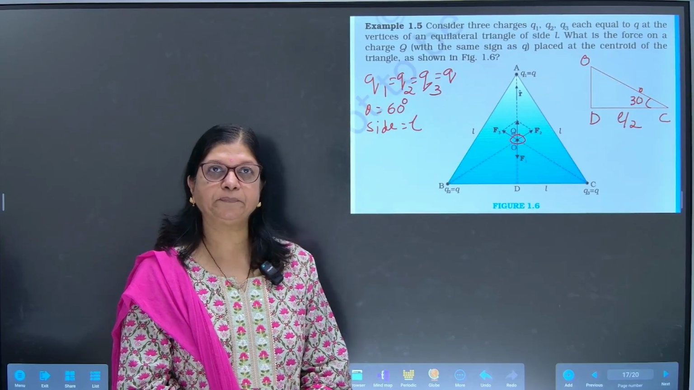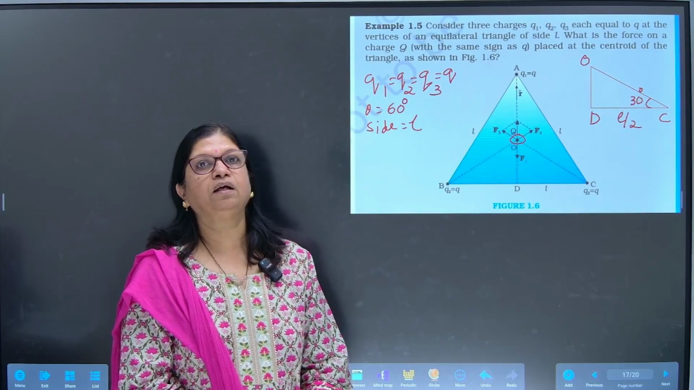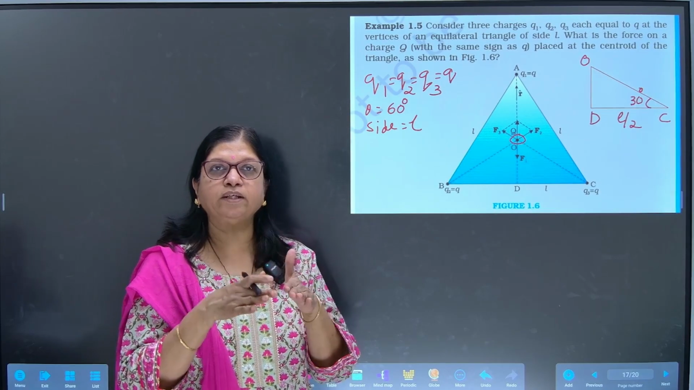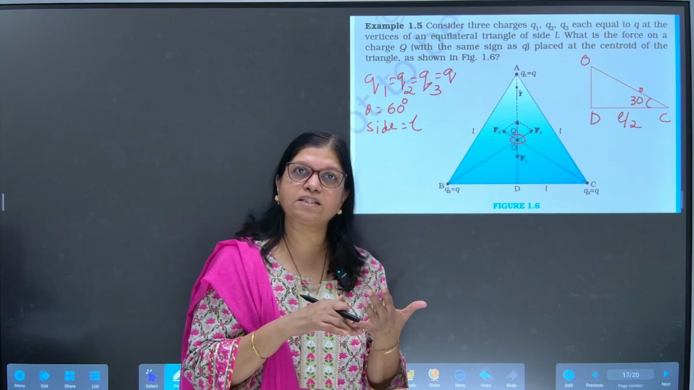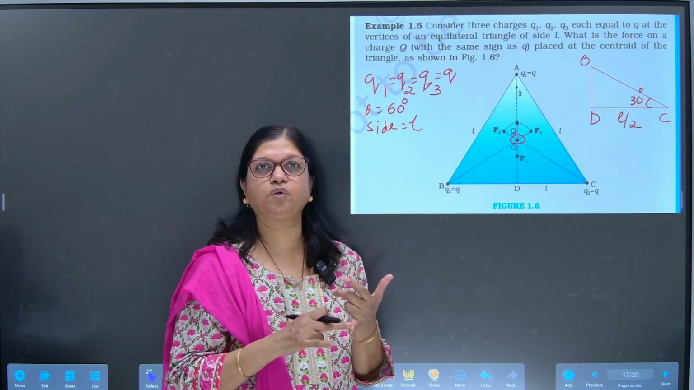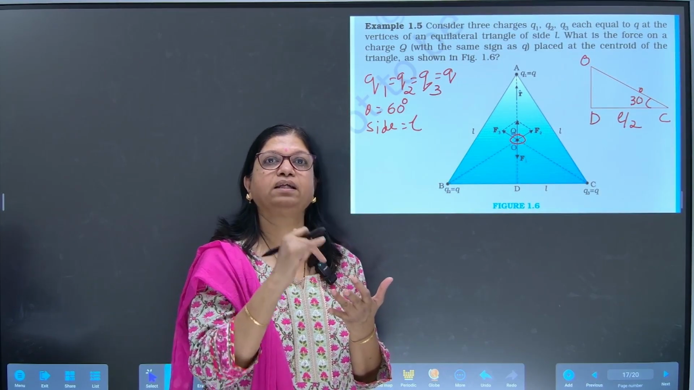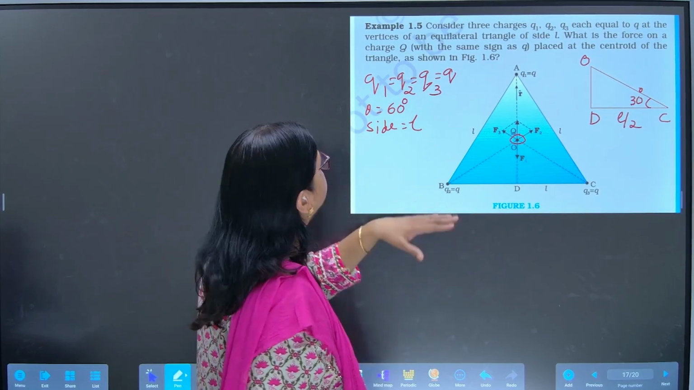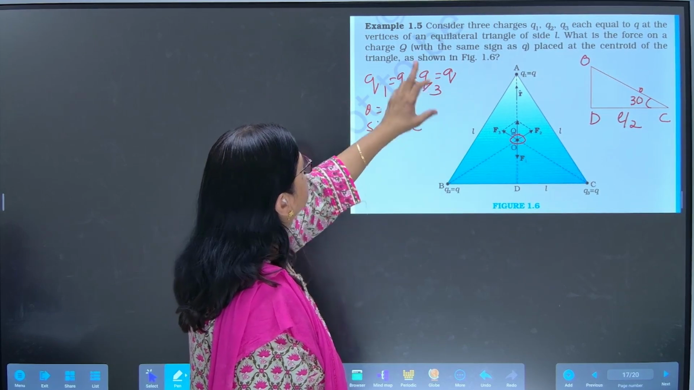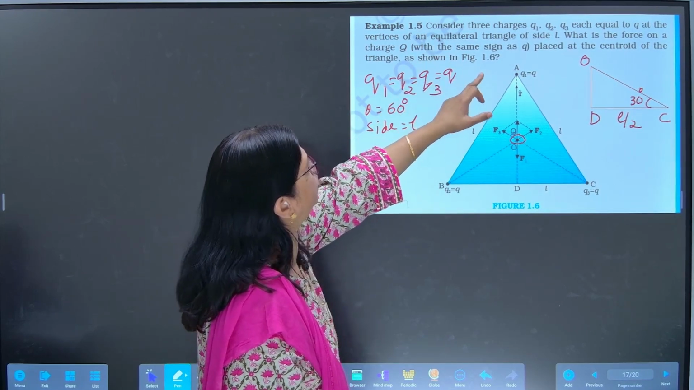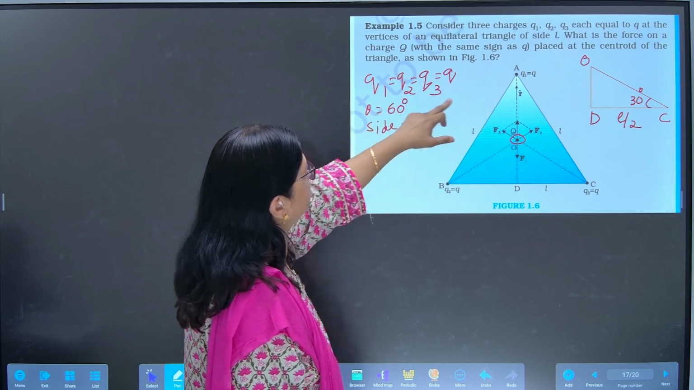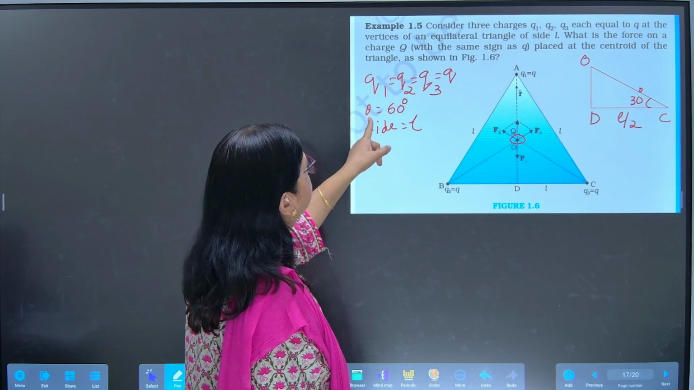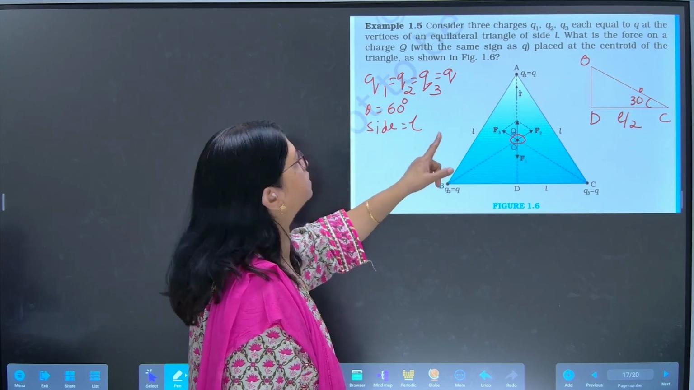So continuing the concept of forces due to multiple charges, let us consider a numerical based on the concept, which is going to work on the principle of superposition. What is the principle of superposition? To find the total force acting on one single charge, we have to add the other forces vectorially, considering each force separately. Okay, so let us first read the numerical. What is given to us? It is given that three charges Q1, Q2, Q3 equal to Q are at the vertices of an equilateral triangle of side L, and because it is an equilateral triangle, we can say that each angle is 60 degrees.